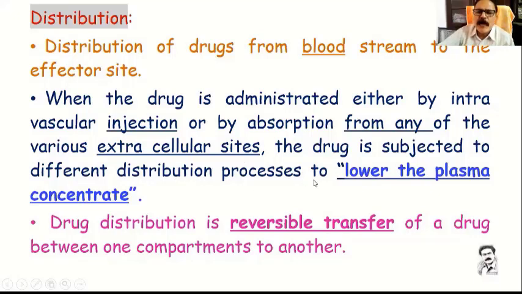Here the most important point which we are supposed to understand is distribution. Why is there a need of distribution? To lower the plasma concentration. This is the important point. When you take the drug, what will happen? The drug will come into the plasma. When it comes to the plasma, it will have a heaviness. So this plasma tries to give out some of the medicine to different parts.